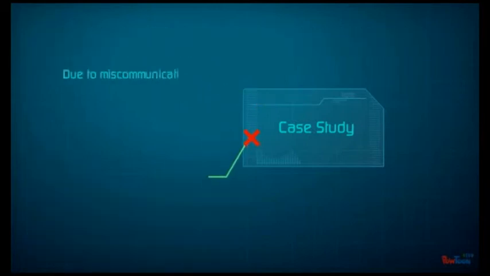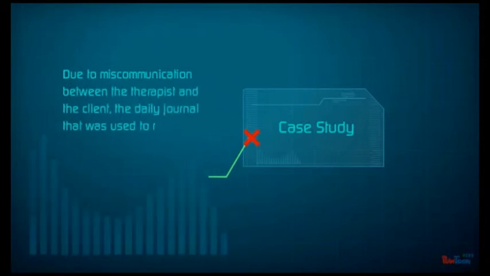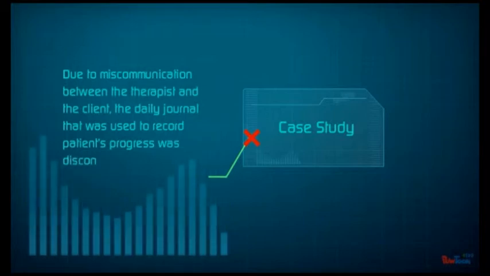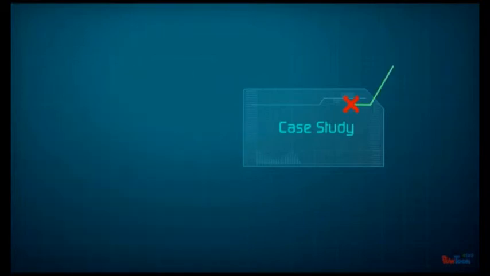Due to miscommunication between the therapist and the client, the daily journal that was used to record patients' progress was discontinued on April 24, 13 days before the last treatment.